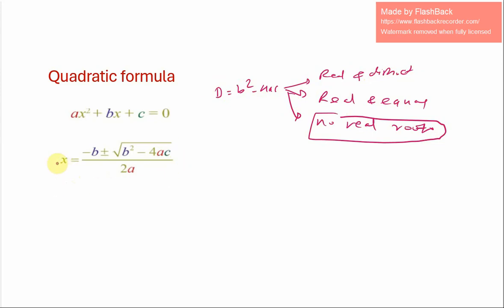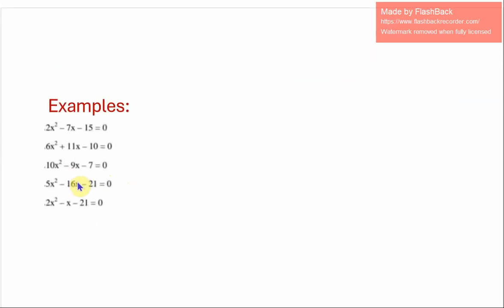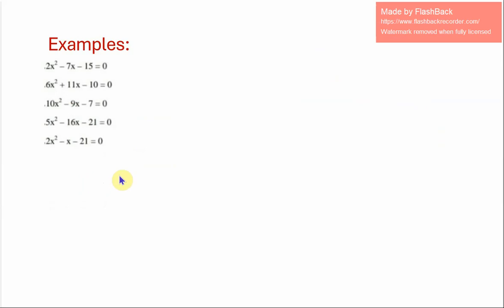The formula to find the roots of a quadratic equation is x equals minus b plus or minus the root of b square minus 4ac, divided by 2a, and this formula is called the quadratic formula. Let us solve some examples using this quadratic formula.